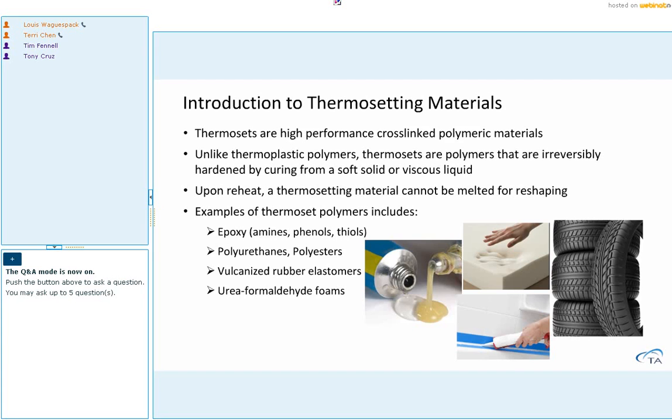Thermosetting materials are high-performance, cross-linked polymeric materials. Unlike thermoplastic polymers, thermosets are polymers that are irreversibly hardened by curing from a liquid or soft solids. So upon reheat, a thermoset cannot be melted for reshaping. Examples of thermosetting materials include epoxies, cross-linked polyurethanes and polyesters, filled vulcanized rubber elastomers, or some of those formaldehyde foams.